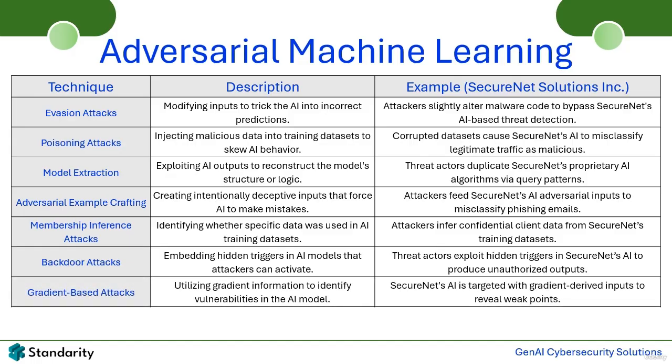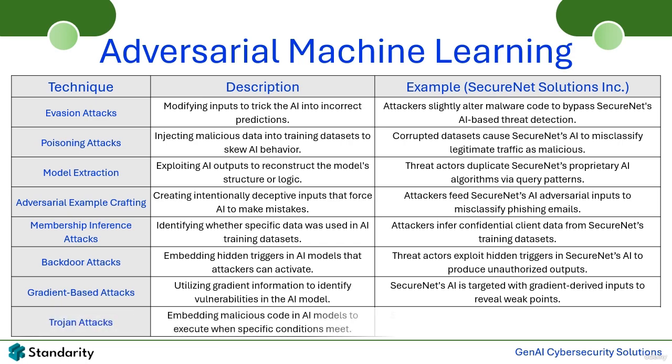Gradient-based attacks target vulnerabilities by analyzing gradient information to craft inputs that exploit weak points in the model. For SecureNet, these attacks exposed areas where their AI needed reinforcement. Lastly, Trojan attacks embed malicious code within AI systems, executing harmful actions under specific conditions. SecureNet had to address a Trojan that leaked sensitive information from their threat reports.